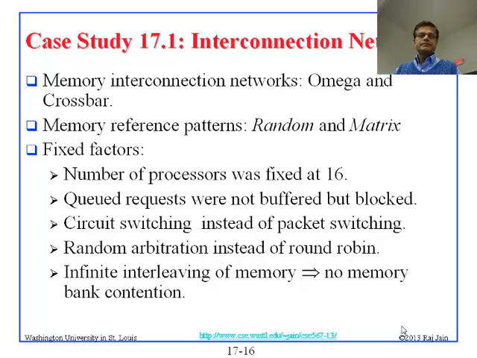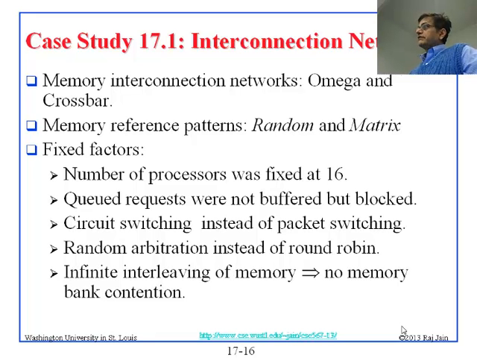So this is an example of a 2^2 design. We have two factors: memory interconnection networks, and the reference pattern. There are two kinds of interconnection networks, and depending upon that, the second factor is the reference pattern. It could be random or matrix.